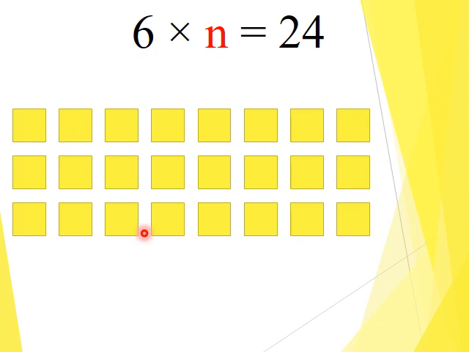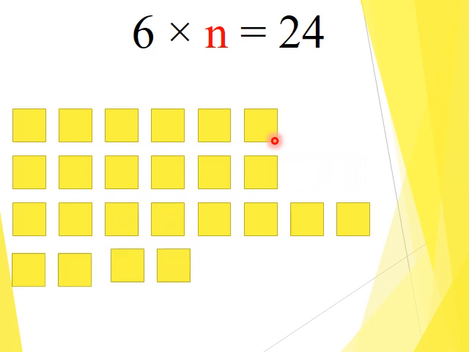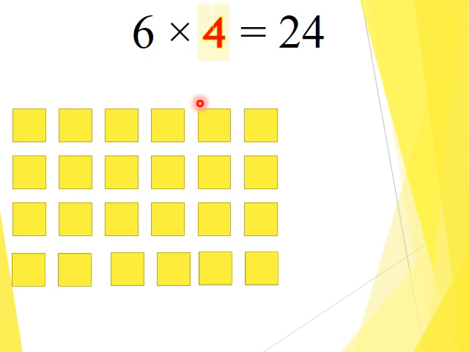We can use this array to find n. Here are 24 tiles. We will arrange them in rows of 6 because 6 is one of the factors. 1, 2, 3, 4, 5, 6. So this is the first row. This is the second row. This is the third and the fourth row. So there are 4 rows. So the unknown number is 4. 4 was the unknown number that made the equation true since the product of 4 and 6 is 24.